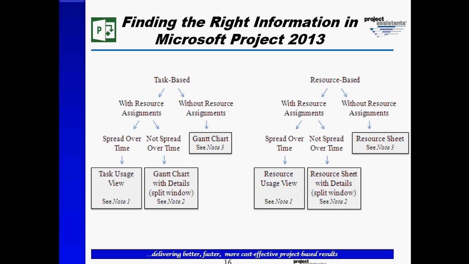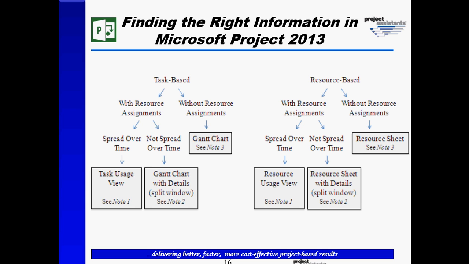We've already explored looking at the Gantt chart without assignments. We've explored looking at the Gantt chart with assignments. And now we want to go look at task-based information with assignments, but also spread over time. This is an example where somebody might say, how are our resources spread across the tasks or across the project? By day, by week, by month, by quarter, by year.